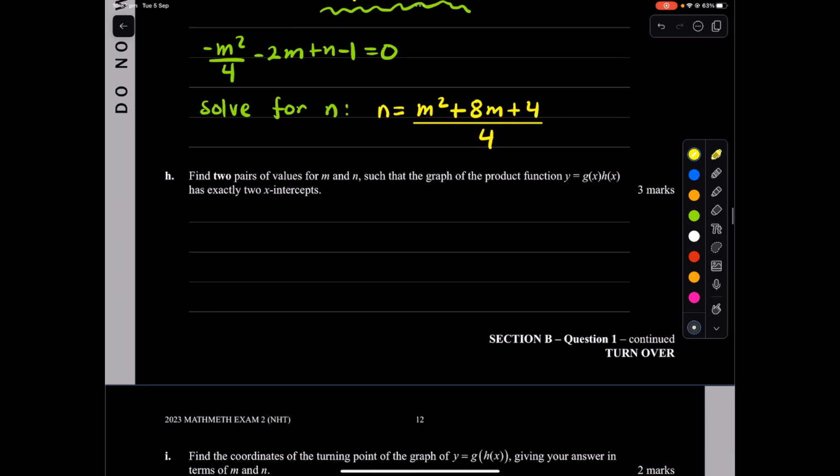And it says find 2 pairs of values for m and n such that the graph of the product function of g of x and h of x has exactly 2 x-intercepts. So we can say y equals g of x times h of x.